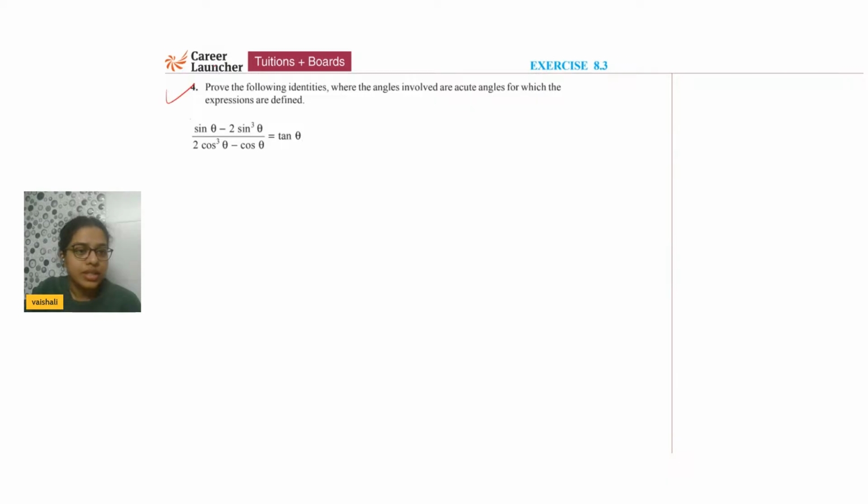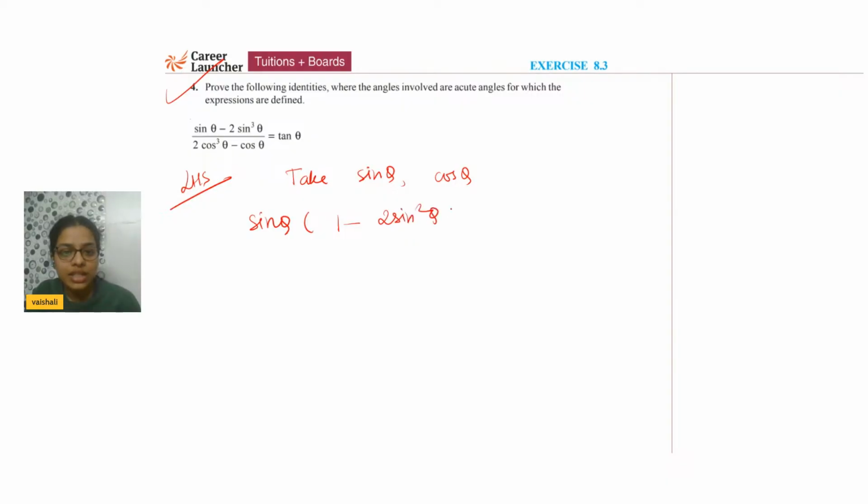Now the next one. We need to prove that your left hand side is equal to the right hand side. So consider your left hand side and take sin theta and cos theta common in the numerator and denominator respectively. So if I'm taking sin theta common in the numerator, it is 1 minus sin square theta divided by, if I'm taking cos theta as common, it is 2 cos square theta minus 1.